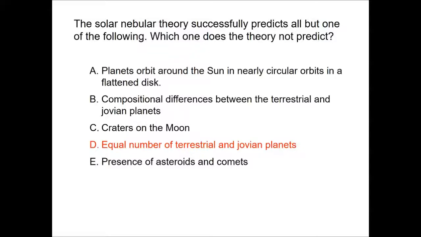For A, planets orbit the sun in nearly circular orbits in a flattened disk. Well, okay, that makes a lot of sense with the solar nebula theory, because the swirling ball of gas flattens into a disk, so we expect that. Compositional differences between the terrestrial and Jovian planets: the inner planets are heavier, rocky. The outer planets are lighter, made up of a lot of gases. Again, that's that centrifuge effect I talked about.